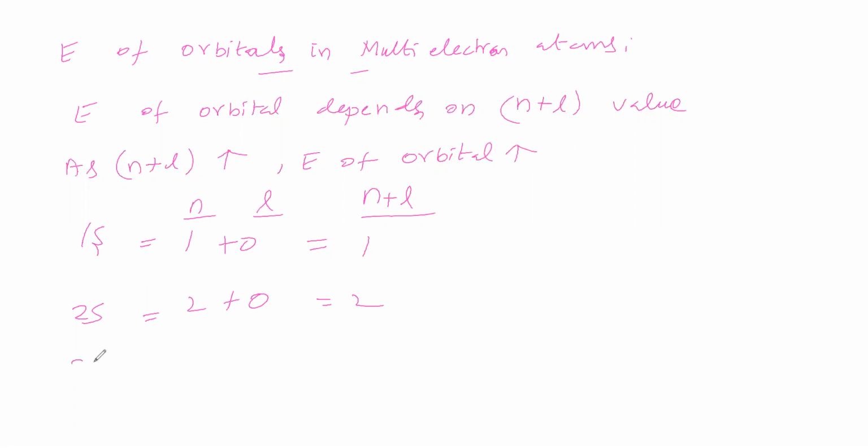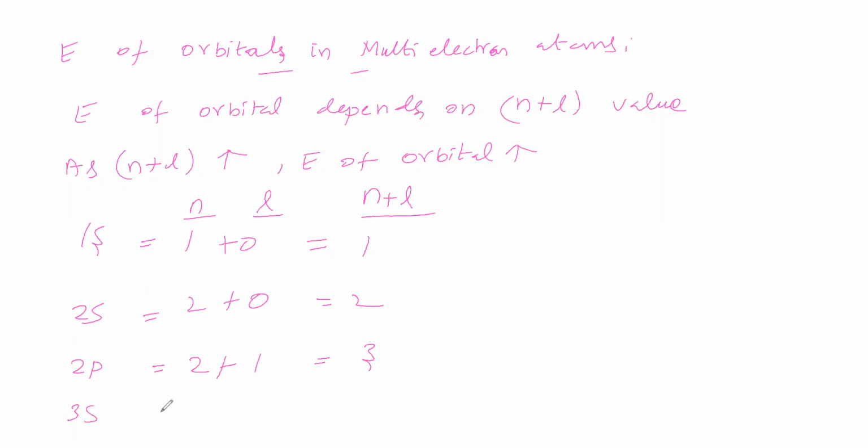Next we will take 2p. For 2p, the principal quantum number is 2. The azimuthal quantum number for the p subshell is 1, therefore n plus L equals 3. For 2p, the n plus L value is higher than 2s, therefore 2p has higher energy compared to 2s.